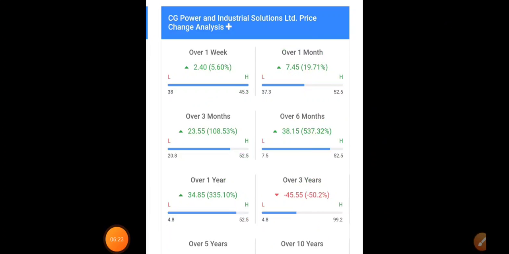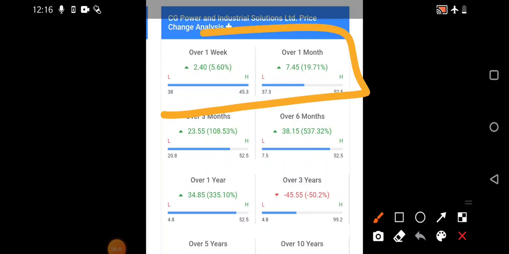When we see the returns it has provided, in 1 week you can see 5.60% returns and in 1 month 19.71%. The rest we already discussed: 300%, 500% and 100% returns were given over larger time frames. Tube Investments has also been increasing its stake, which is well known to us. So it may take some time.